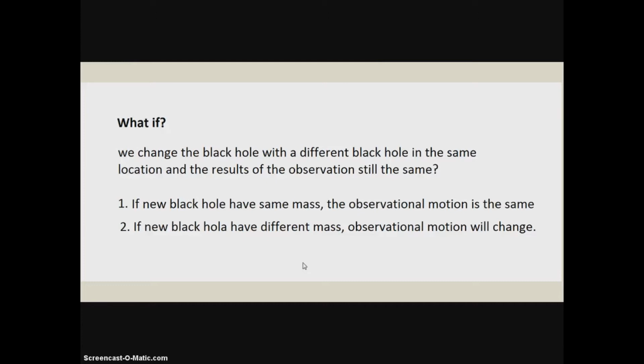I think that we have two different options. The first is if the new black hole has the same mass, the observed motion is the same, which is the case of the problem. But if the new black hole has a different mass, the observed motion will change. If the new black hole had a different mass, there must be a change in the motion of the star. But as we have the same values at the same times, that means the mass is the same as the first black hole. The star could move through the same coordinates but at different times, but that is not the case. So we assume that the new black hole has the same mass as the other black hole.